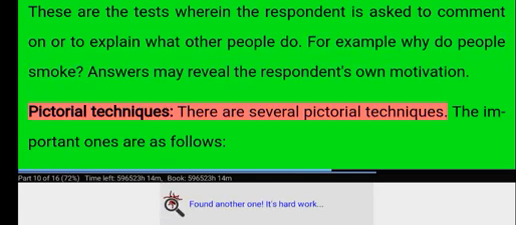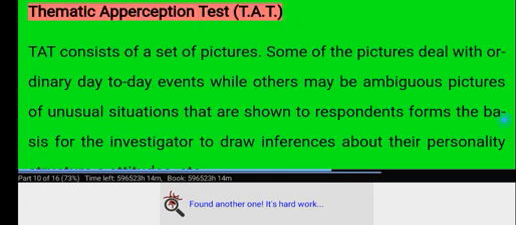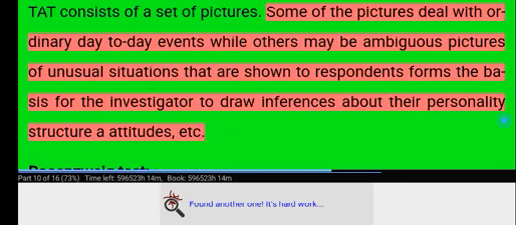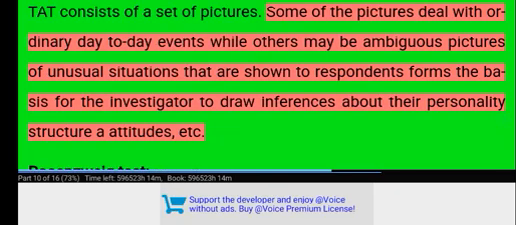Pictorial techniques. There are several pictorial techniques. The important ones are as follows. Thematic apperception test, TAT. TAT consists of a set of pictures. Some of the pictures deal with ordinary day-to-day events while others may be ambiguous pictures of unusual situations. The pictures are shown to respondents and their responses form the basis for the investigator to draw inferences about their personality structure, attitudes, etc.